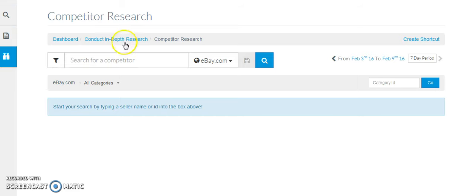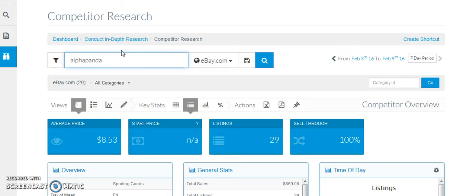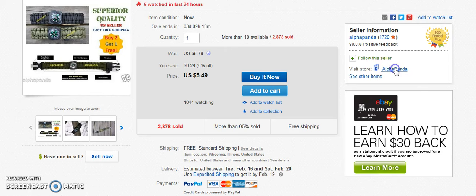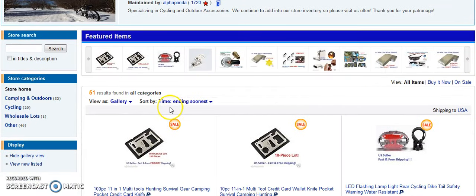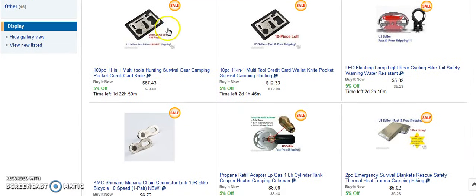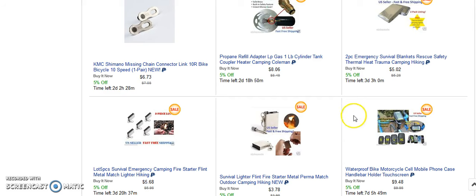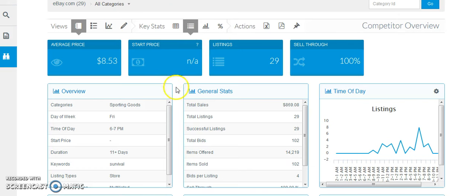So what we're going to do, we're going to go over to Terapeak, and we're going to type in Alpha Panda. And I'll show you kind of some of the different research we can look at. So this is going to be kind of an overall profile of him. Actually, we'll do one more thing. Let's look at his store first and see the types of items he's selling, because it looks like a lot of camping and survival type items, right? Like multi-tools, different types of connector links, waterproof cell phone case. Looks like this is a fire starter. So a lot of matches, fire starters, that type of thing.